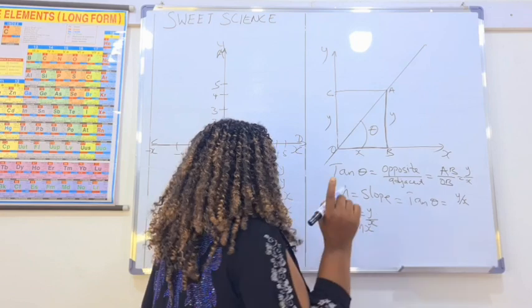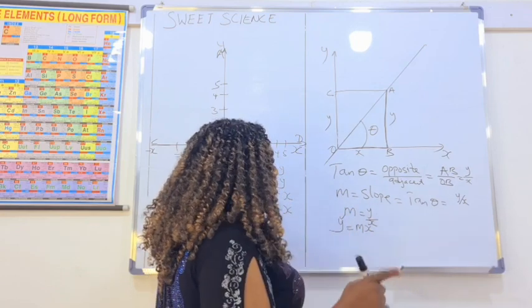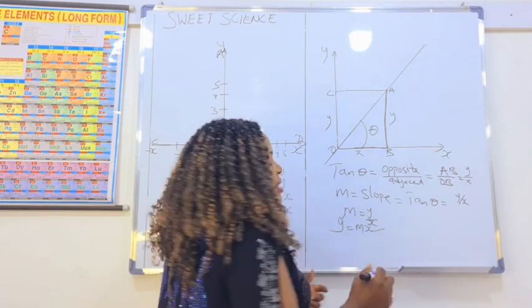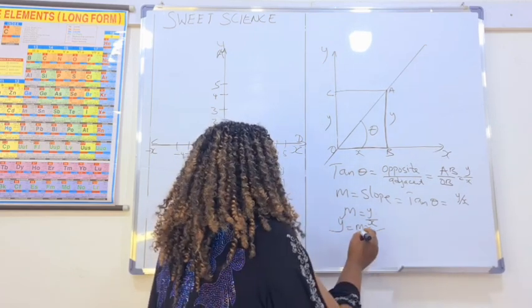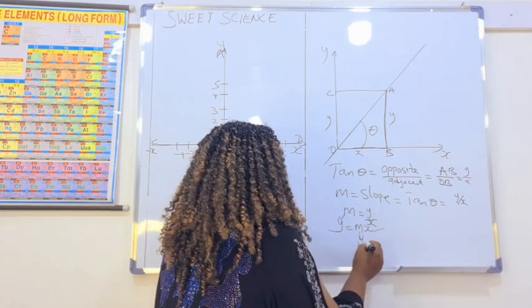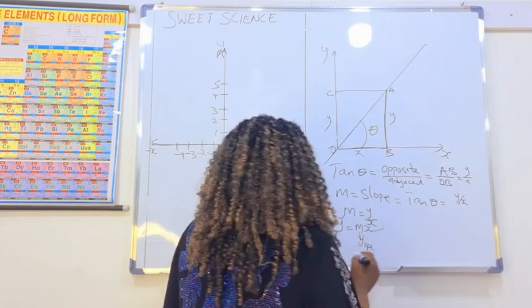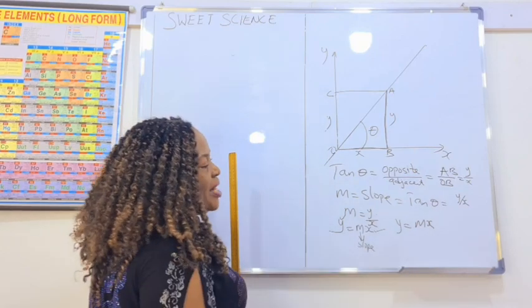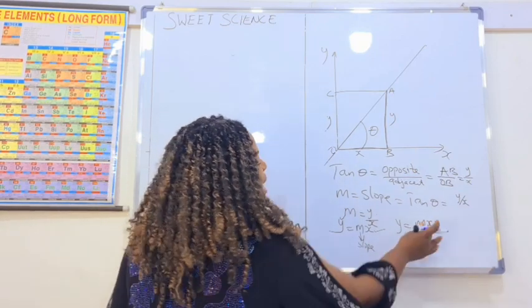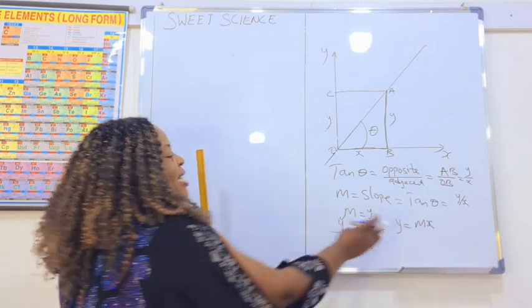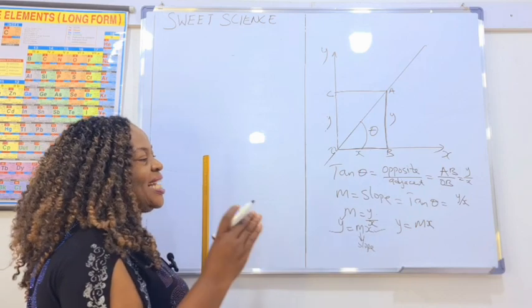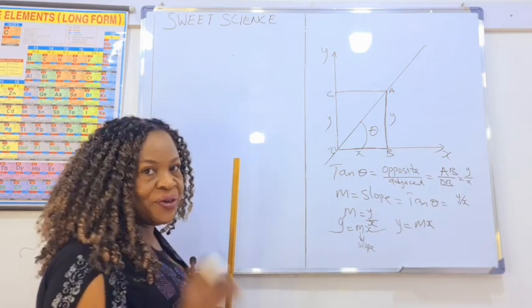Y is your dependent variable, X is the independent variable, and M is the slope of the graph. So we have that Y is equal to mx, where Y is the dependent variable, M is the slope, and X is the independent variable. This represents the equation of a straight line graph passing through the origin.